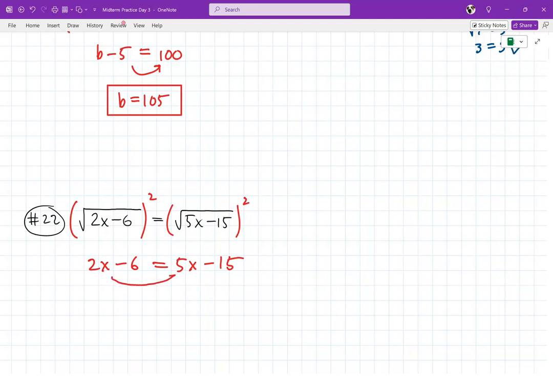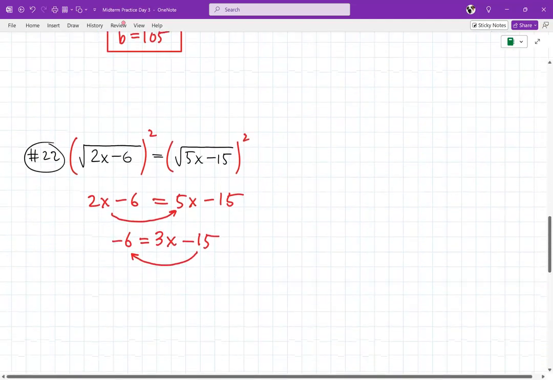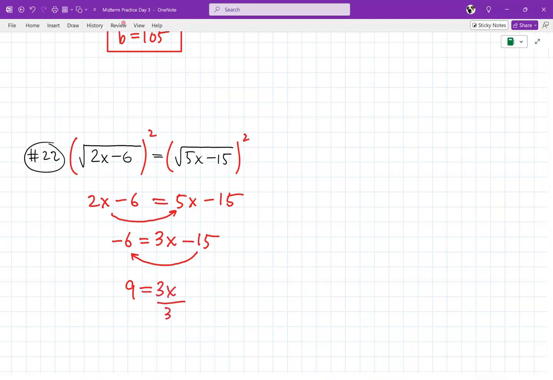We're going to move this 2x over here by subtracting it. So I get negative 6 equals 3x minus 15. We'll add the 15 over to the right side. So that's going to give me 9 equal to 3x. And then if I divide both sides by 3, I get that x is equal to 3. Single answer, no need to check. Two answers, check it. One answer, don't worry about it.